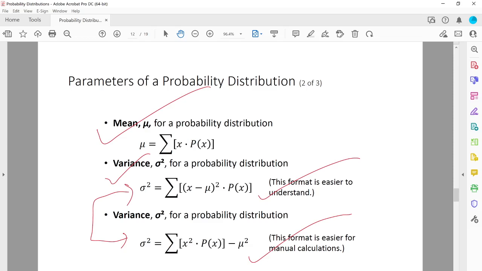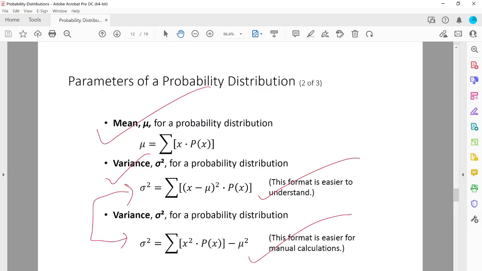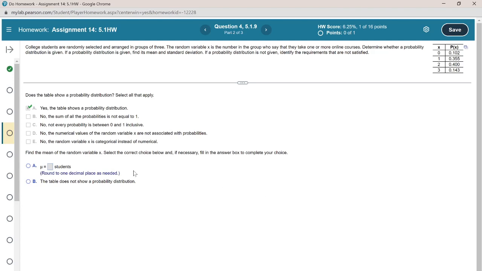That gives you the variance. Or you can just multiply the square of the random variable with the corresponding probability and find the sum, and then eventually subtract mu squared from that sum. That also gives you the variance. And then from the variance, we can find the standard deviation using the square root of the variance. So these are the formulas to calculate mean, standard deviation, and variance. So let's go back to the problem again. Here we need to find the mean and standard deviation, right?